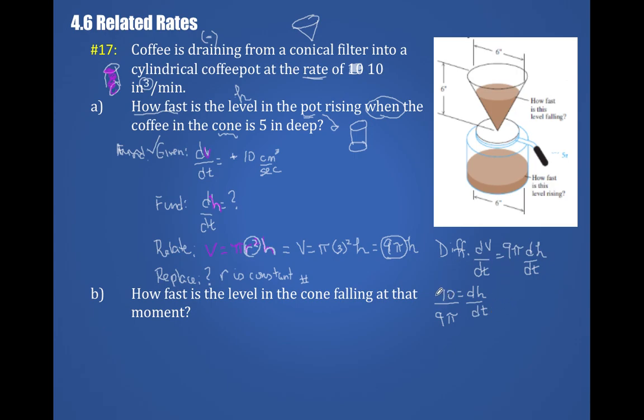Oops, what's my units on this? Inches, right? Inches per minute. Get a decimal if you like. Next it asks me, how fast is the level in the cone falling at that moment?